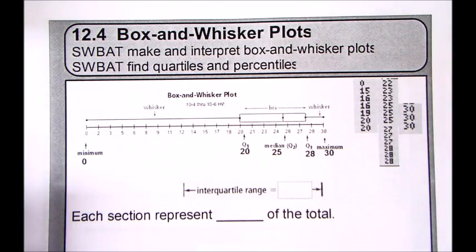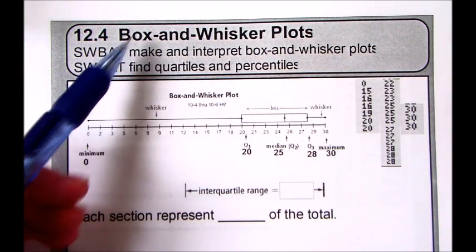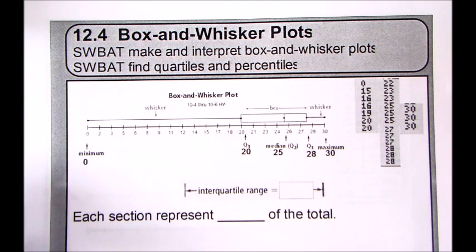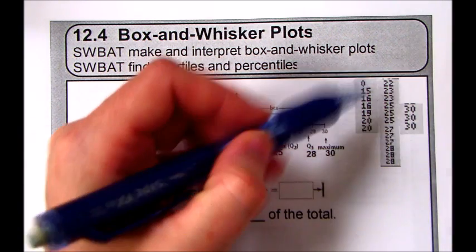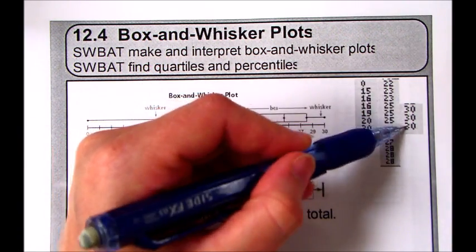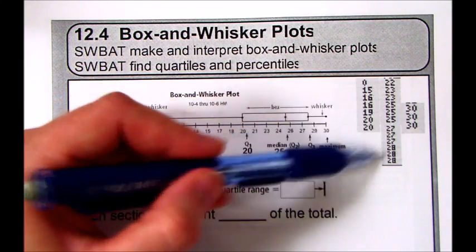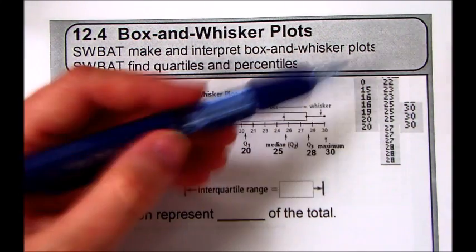Okay, everybody, as we move on to 12.4, we're going to talk about these things called box and whisker plots. You are going to learn how to make them and what they mean when we have a set of given data. So what I did is I went to your last quiz scores, not your ones from chapter 11. I think these are actually your homework check scores from chapter 10. And I put them in order.